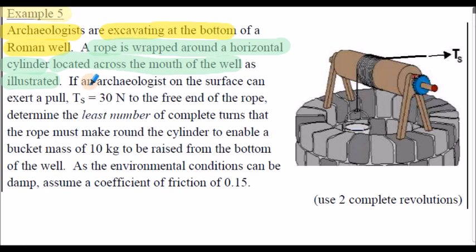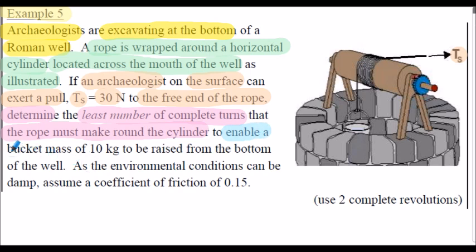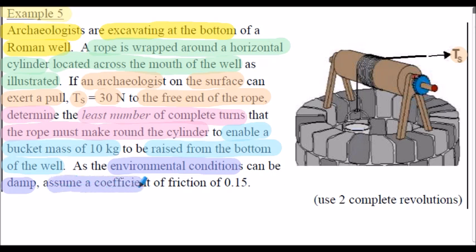An archaeologist on the surface exerts a pull labelled TS in our sketch here of 30 newtons to the free end of the rope. We're asked to determine the least number of complete revolutions or turns that the rope must make around the cylinder to enable a bucket mass of 10 kilograms to be raised from the bottom of the well. As the environmental conditions can be damp, we can assume a coefficient of friction of 0.15. The answer is shown here in the bracket.